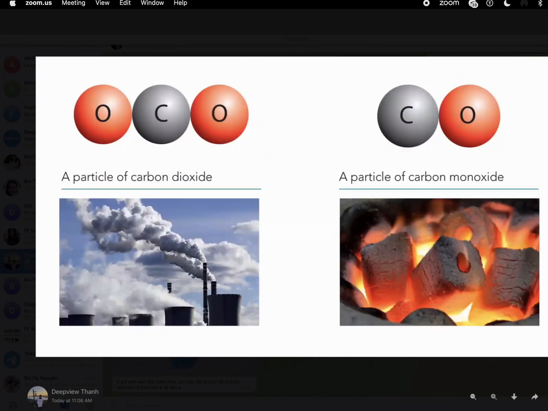Sometimes, the name of a compound tells you how many of each kind of atom are bonded together. Carbon dioxide particles are made up of one carbon atom joined to two oxygen atoms. Di means two. Carbon monoxide particles are made up of one carbon atom joined to one oxygen atom. Mon, or mono, means one.